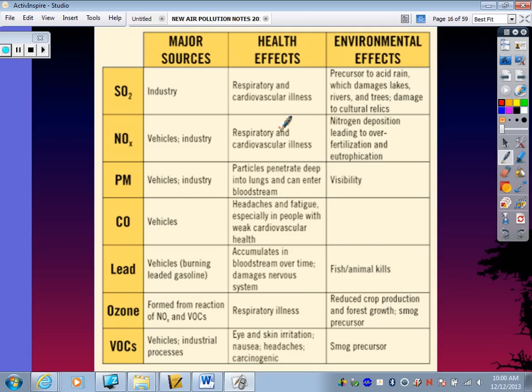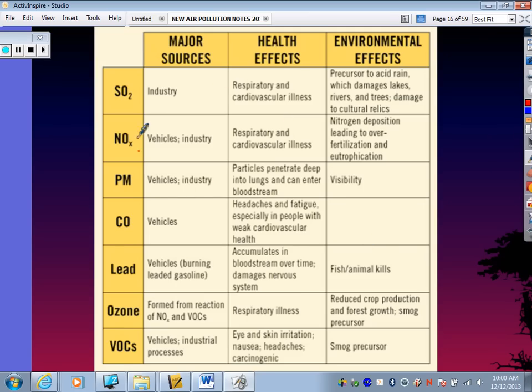Okay, here's a chart that breaks down those 6 criteria pollutants we just talked about, and actually they've added in your VOCs here at the end and ozone. It shows you some of their major sources, some of the health effects, and some environmental effects. You guys are actually going to do your own chart in class as well, so I'll include this in your note packet so you have that there for you already.